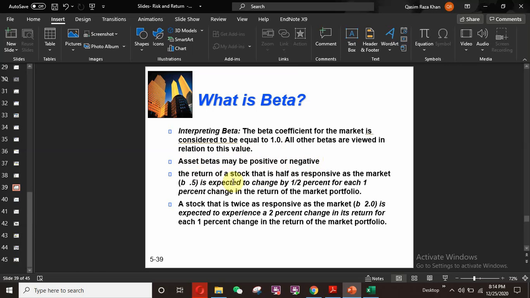Here is an illustration of this concept with an example. Let's suppose the return of a stock that is half as responsive as the market, beta 0.5, is expected to change by 1/2% for each 1% change in the return of the market portfolio. Basically, this is the meaning of it. If there is a 1% change in the return of the market, then the return of your security will change by 0.5%.